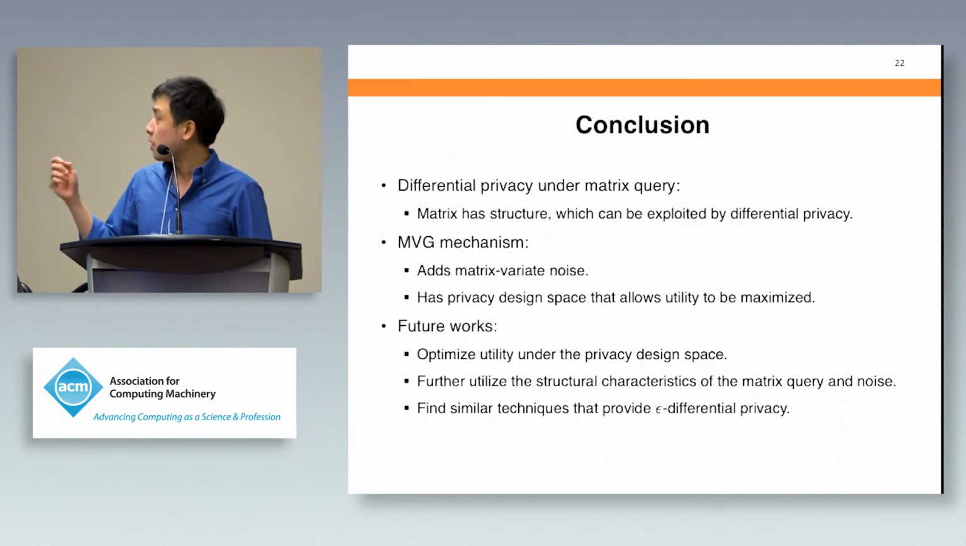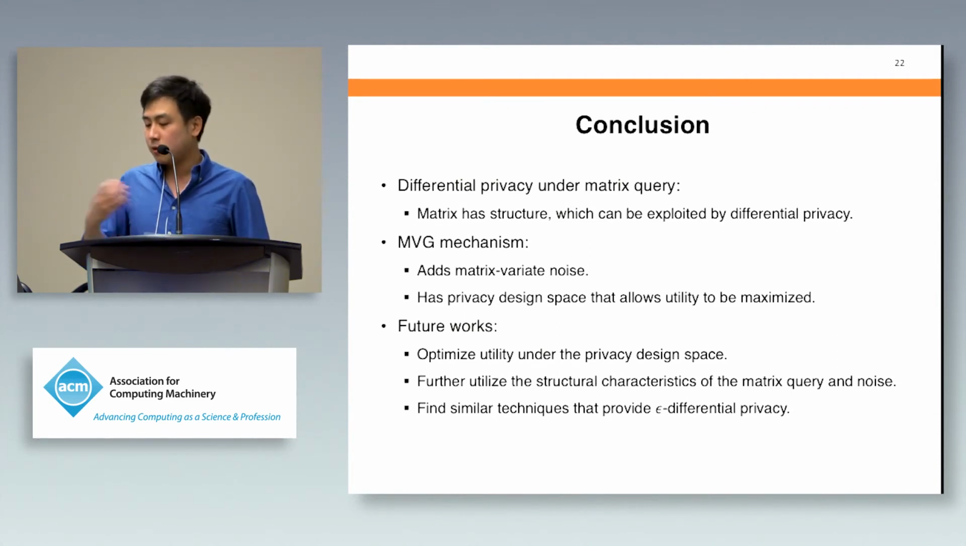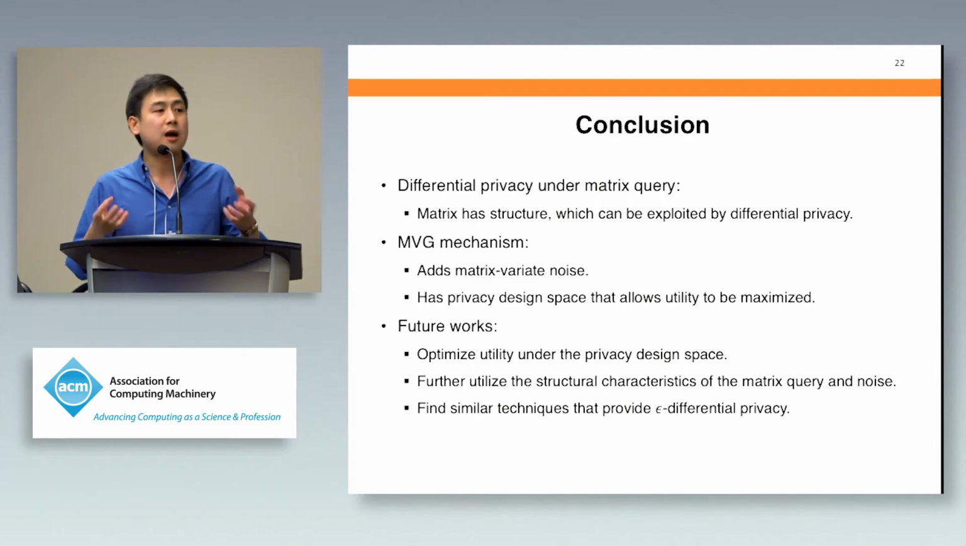Now to wrap up, I just want to point out a few points in conclusion. First, our work considers differential privacy under matrix query. The important takeaway about matrices is the fact that they have structure, which should be exploited in differential privacy. Second, we propose an MVG mechanism, which adds matrix-variate noise, and it has a privacy design space within which utility can be maximized.